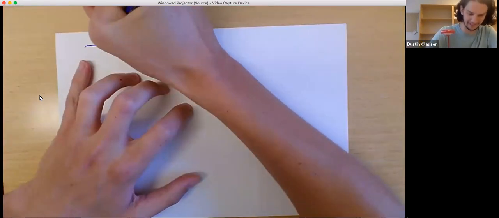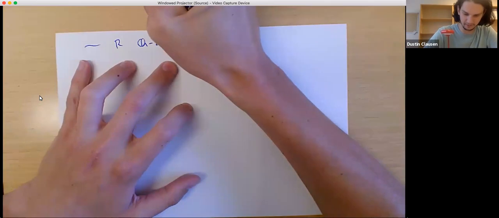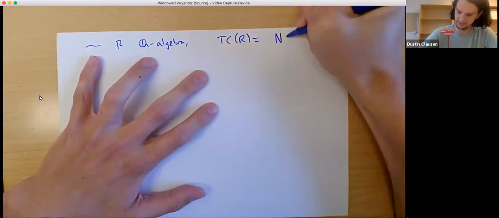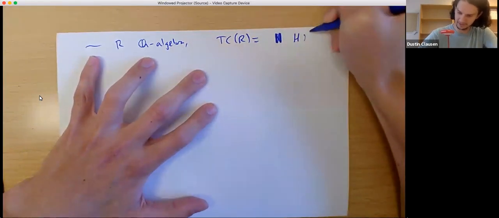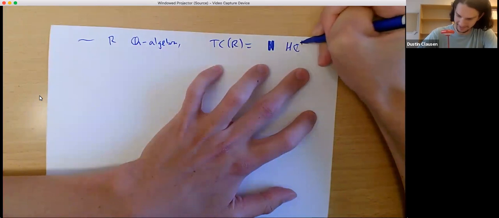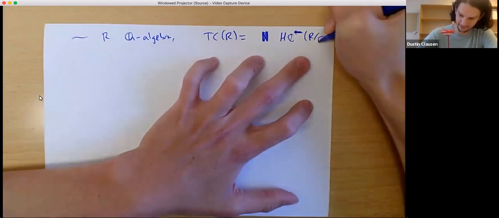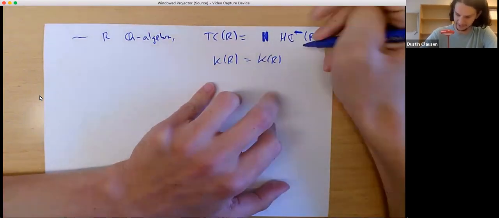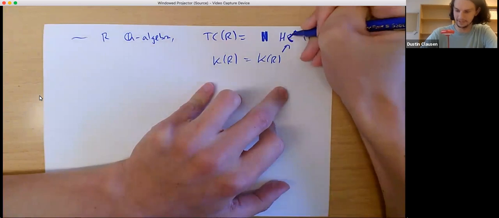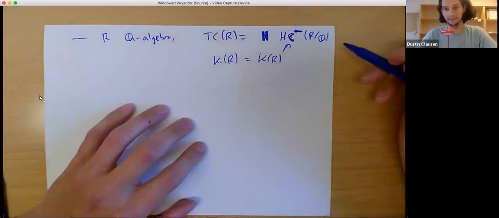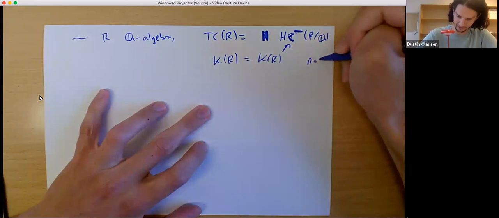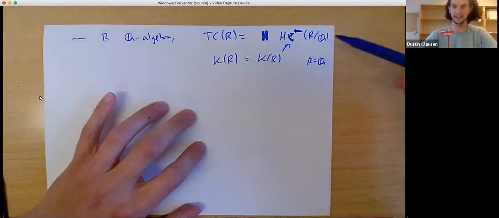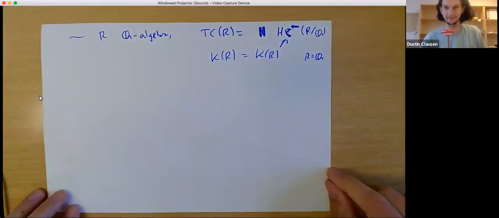So for example, if R is a Q-algebra, then TC is just negative cyclic homology, HC minus, of R over Q. And well, K-theory of R is algebraic K-theory of R. And there's a map, but it's very far from an isomorphism. Even in the base case R equals Q, K-theory has homotopy in positive degrees, while this only has homotopy in negative degrees, so only the degree 0 information matches up.